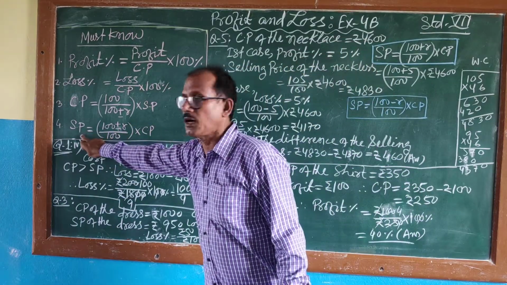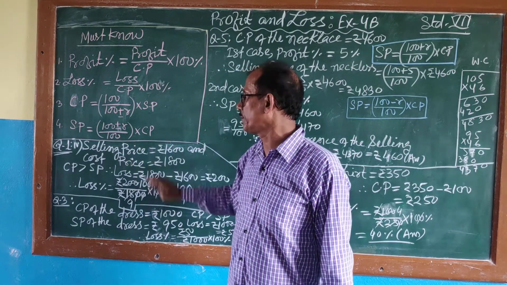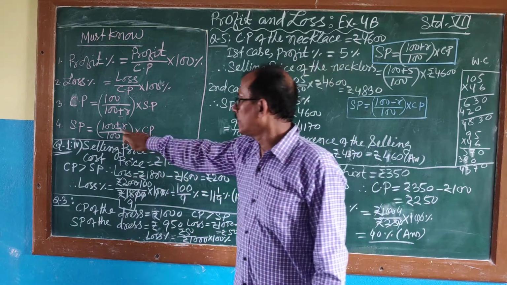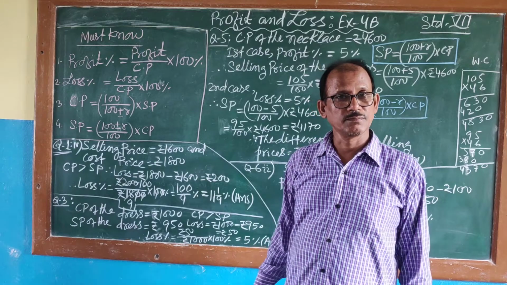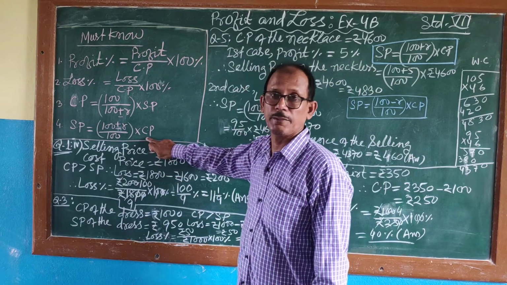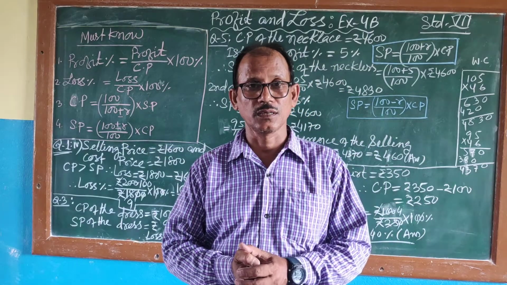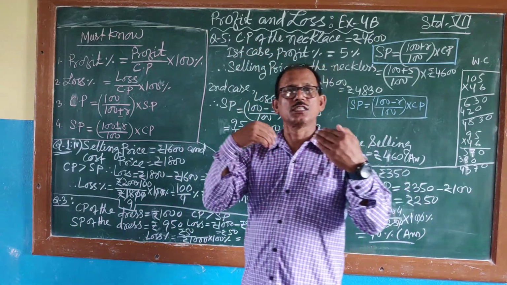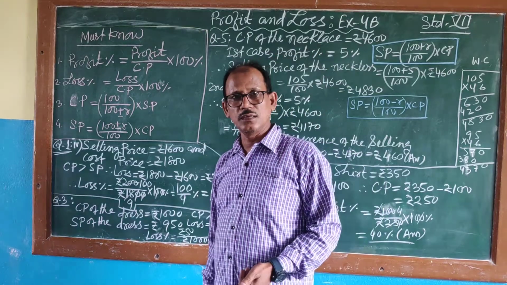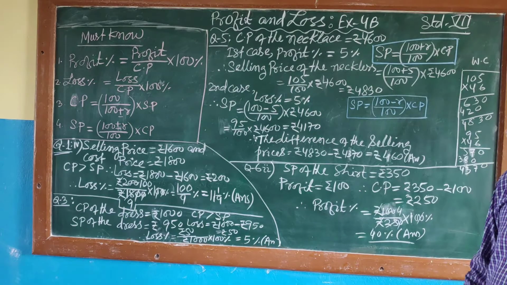So SP will be what? SP is 100 plus or minus R divided by 100, into CP. Plus in case of profit percentage, and minus in case of loss percentage, where R is the profit percent or loss percent. You understand me? So for SP, 100 plus R is the numerator, and 100 is the denominator. And for CP, 100 will be the numerator, and 100 plus or minus R will be the denominator. If you know these four formulas, all the sums in this exercise will be solved very easily.